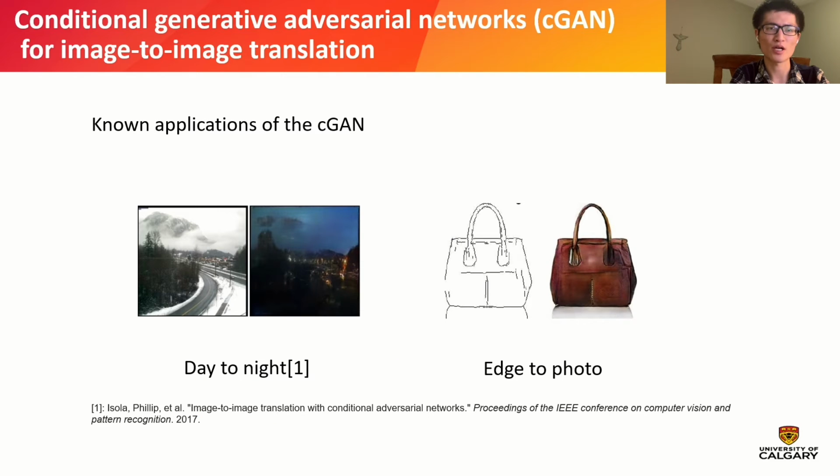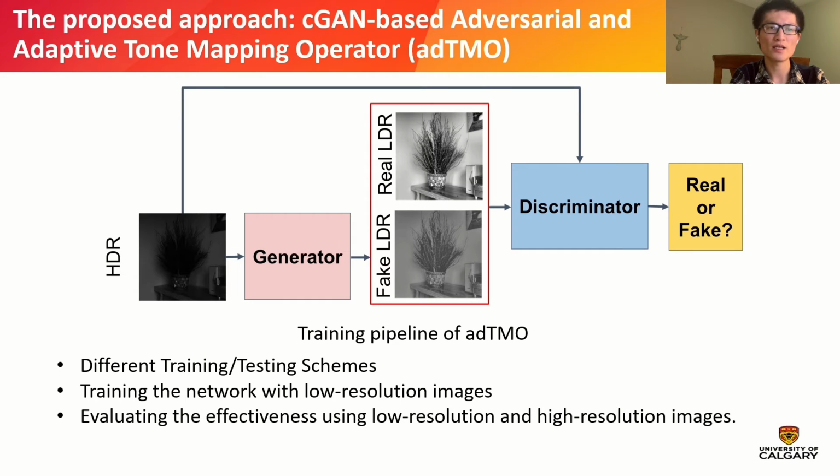CGAN is a GAN where generator is given some conditions. CGAN works well in image-to-image translation tasks, like day image to night image, and given edges to generate the whole object. In this paper, we use CGAN to build our adversarial and adaptive time mapping operator. We call it adTOM.